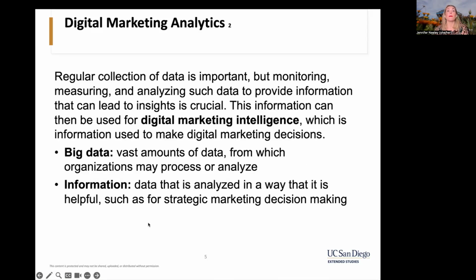as a business. So regular collection of data is important, but monitoring, measuring, and analyzing the data to provide information that can lead to insights is absolutely crucial. So this is that iterative piece that I was just talking about. This information can be then used for digital marketing intelligence, which is information used to make digital marketing decisions.